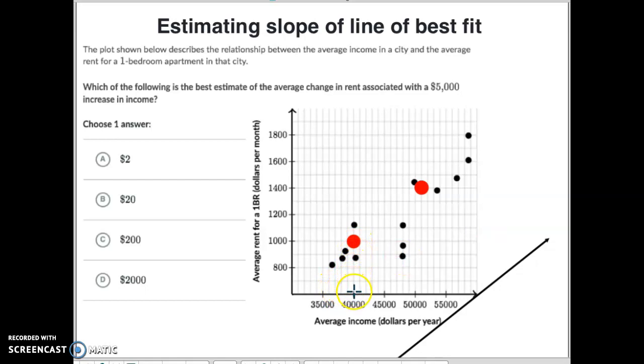You notice on this first red dot here that I picked, that it is approximately at $40,000 per year, and you notice that's over here at about 1,000. The next dot over here is at a little more than 50,000, but we're just estimating, so we'll say it's about 50,000, and that's over about 1,400.